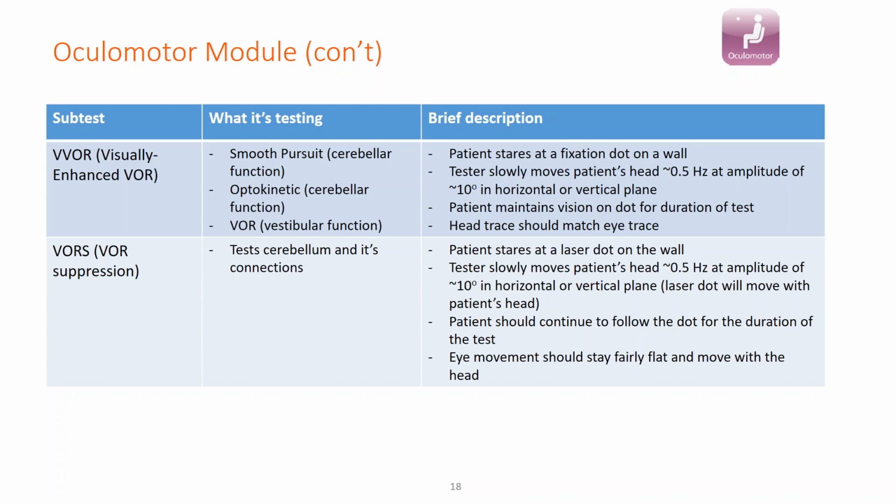And then with VVORS, or with VORS, excuse me, you're looking at the cerebellum and its connections, but now a laser dot is coming onto the wall and you're moving the patient's head with the laser dot. For this, there should be a relatively flat head tracing because the eyes are maintaining gaze on the dot that you're presenting from the wall. I've also seen this test done at bedside where someone literally has the patient hold their thumb out and stare at their thumb as they rotate from side to side. But we do it with our laser from our ICS Impulse goggle.